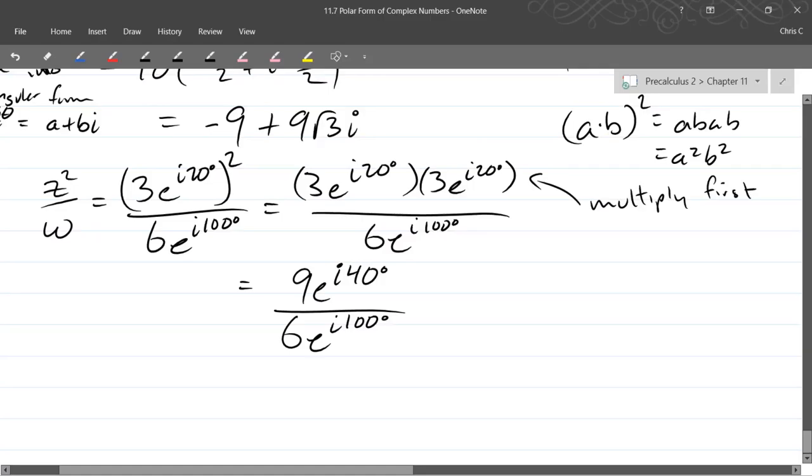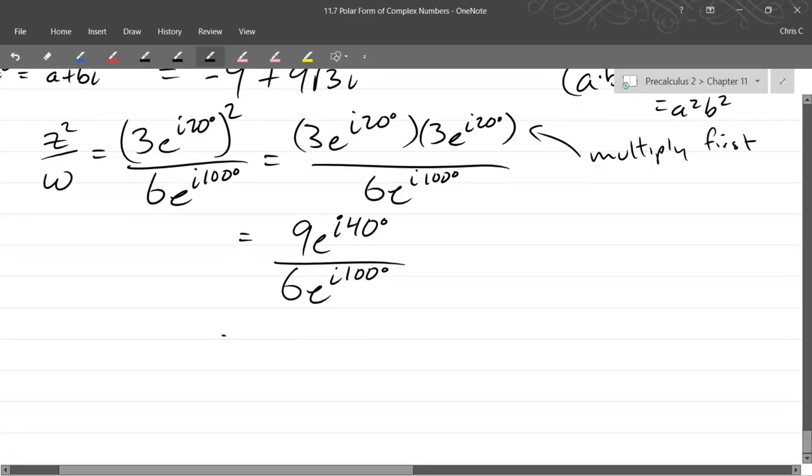So multiplication is easy if you know what you're doing. Multiply radii, add the angles. If you don't know what you're doing, as long as you know algebra, you can do it in about 20 or 30 seconds. If you know what you're doing, you can do it in like 4 seconds. So how do we divide?